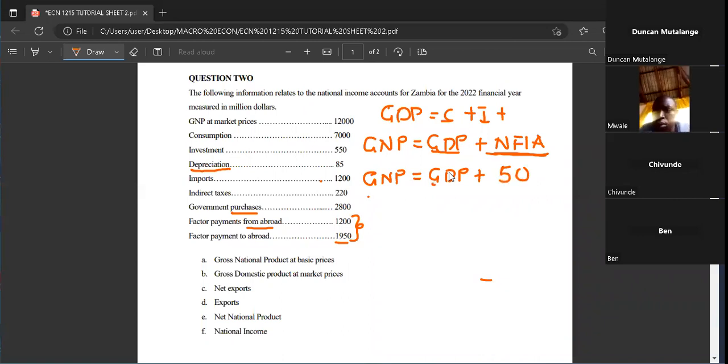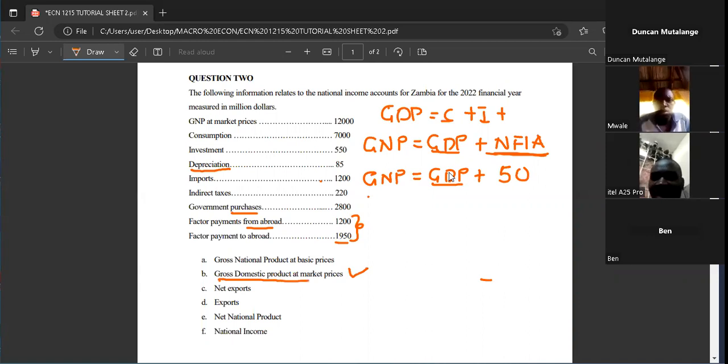Now, what we want to calculate is to find GDP. That's what is gross national product at basic price. Now, first let me just answer the B here. You've seen this B here? I'll start answering this B because I thought that was the question 1. All right. So we're calculating this question B, which says calculate GDP at market price.